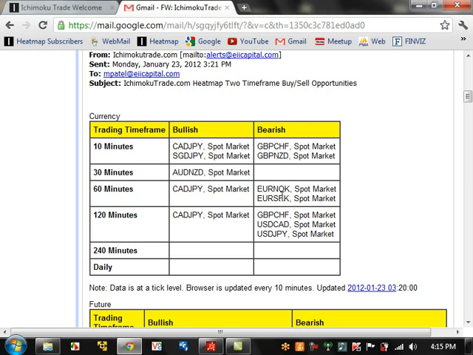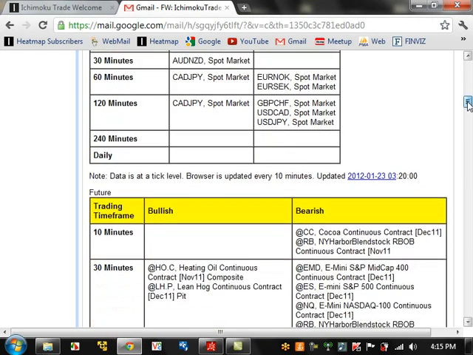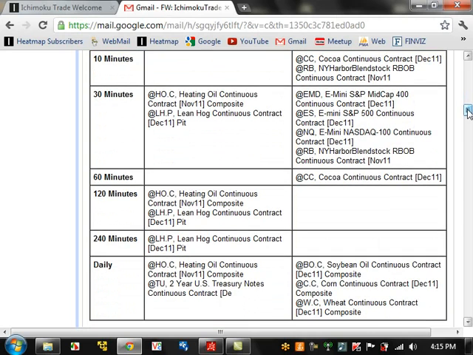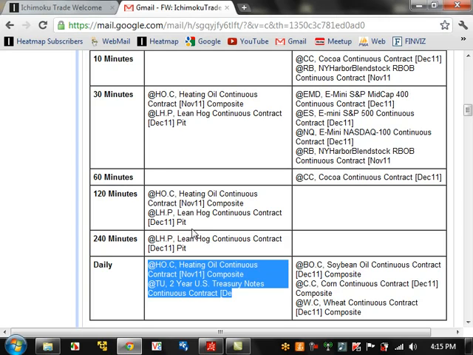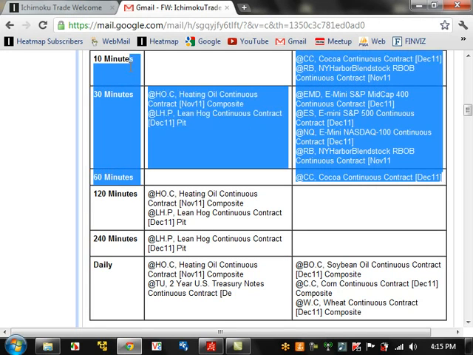Okay. So these are 2 time frame there. If you scroll down here, look over here. This is heating oil. Notice heating oil is in a 2 time frame here. So look at the heating oil in here. This is a perfect example of a high opportunity here.